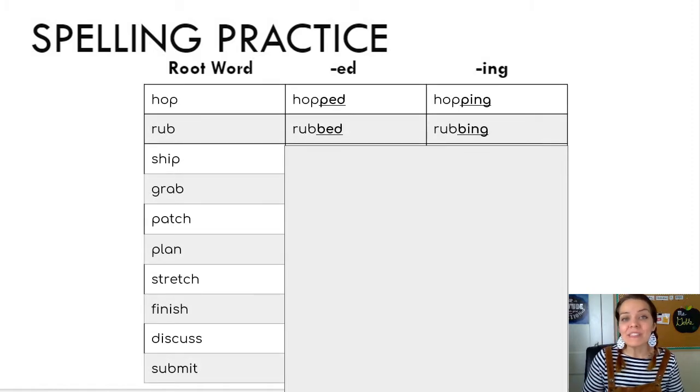This is the same situation. So rub becomes rubbed. And since it's a CVC word, we have to double the last consonant, which is B. So we type RUBBED. And then for rubbing, RUBBING. Type that on your document.